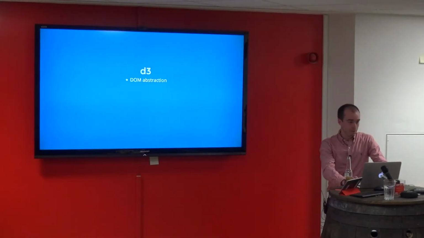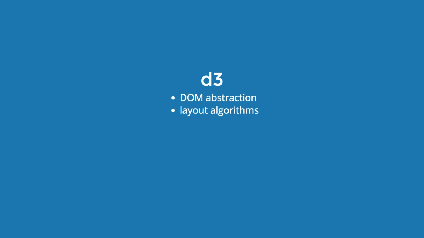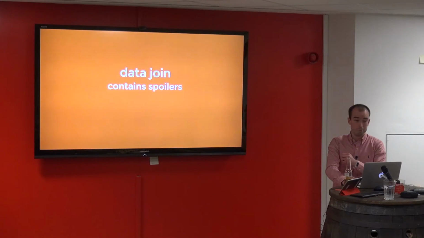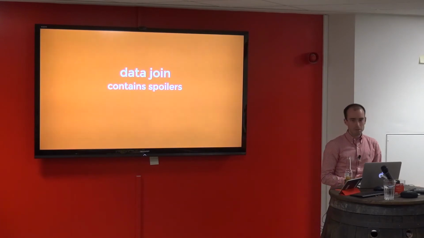So it's a DOM abstraction. It has layout algorithms separating the algorithmic complexity out. It's got SVG helpers. It's got maths, and it's got data binding, which hopefully leads on to data join. So data join is the D3 concept of data binding. It's a bit weird. I think if anyone's played with D3, they'll probably admit it's a bit weird. It's not what you maybe logically think of as data binding. And also this contains spoilers.